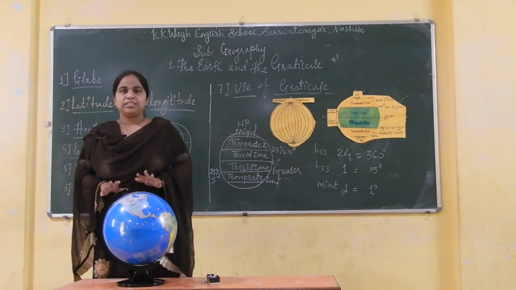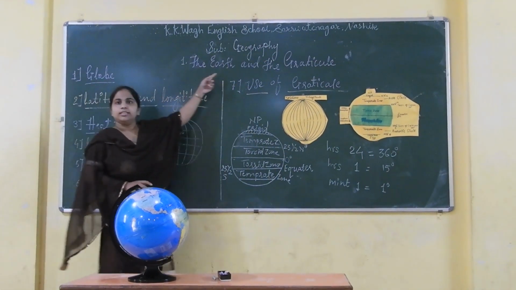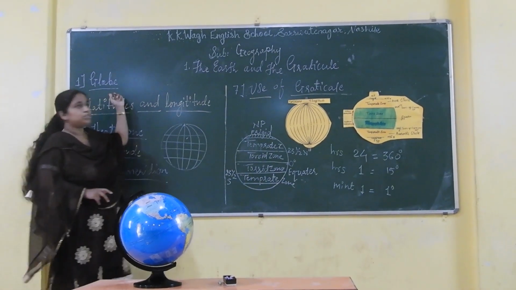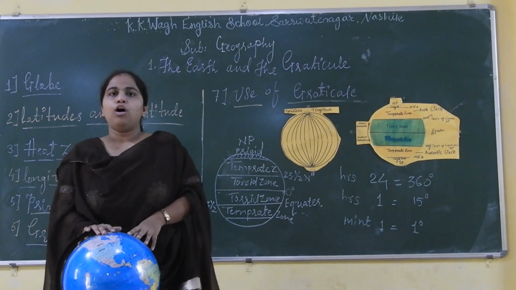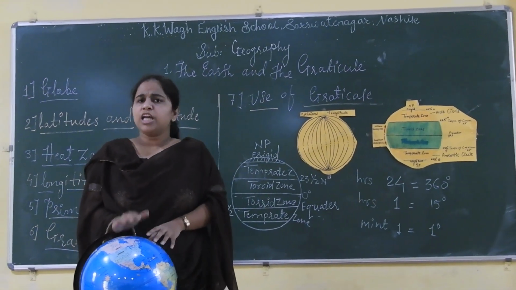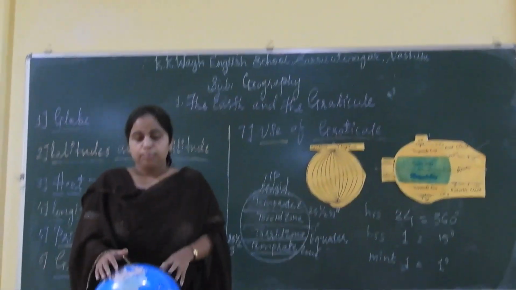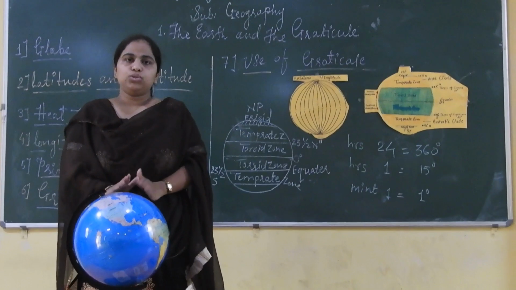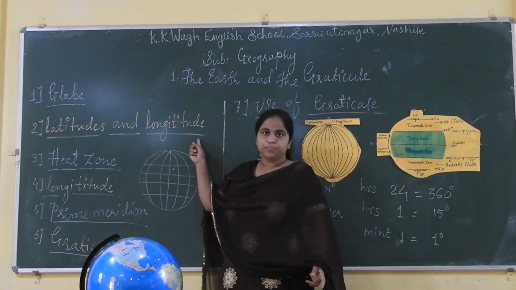Today we are going to learn 6th standard geography lesson number 1, the Earth and the graticule. In that we are going to learn first the globe. What is a globe? A globe is a miniature model of Earth's surface. With the help of a globe, we can identify any place. But if you want an exact place, you require latitude and longitude.